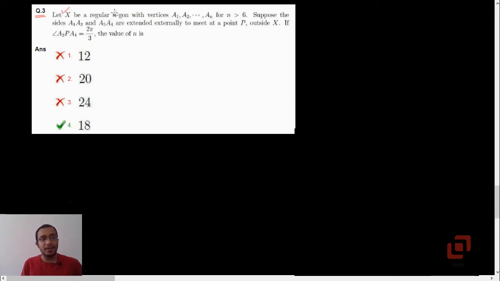Let X be a regular n-gon with vertices a1, a2, a3 and so on till an, for n greater than 6. Suppose the sides a1a2 and a5a4 are extended externally to meet at a point P outside X. If angle a2Pa4 is 2π/3, then the value of n is 12, 20, 24, 18. So we basically are required to determine the number of sides or the number of vertices which this particular polygon has. The very essential part of this problem is to construct the accurate, or the correct, figure.